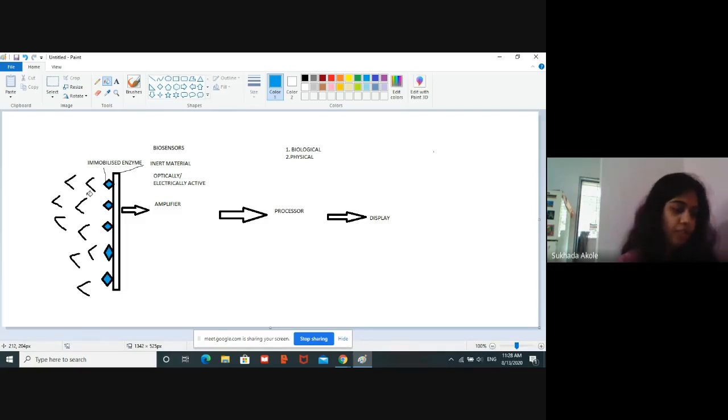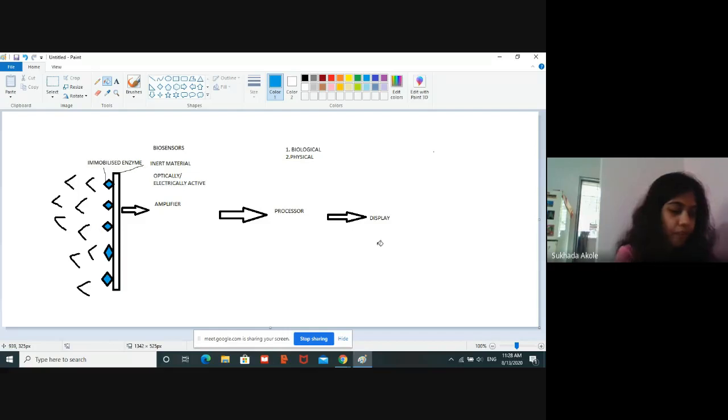And then my physical component, that is my amplifier, processor, and display, will convert these signals into computer readable language, which is my binary language, that is 01100, and that will then be converted into a digital signal, thereby giving us a display.